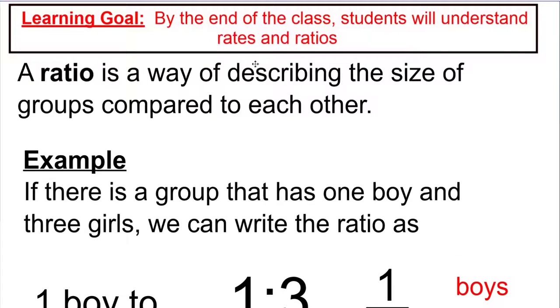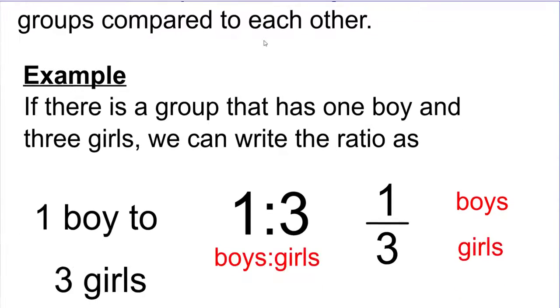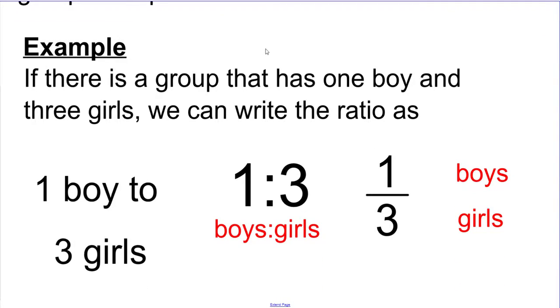So up here in the learning goal, it also says we're going to understand what a rate is, okay? A rate is basically a ratio where the labels that we're attaching to the numbers are different things. So we're measuring different things. And in this case, these are rates, right? One boy to three girls. Those are different labels that we're attaching to them, so that would be considered a rate.